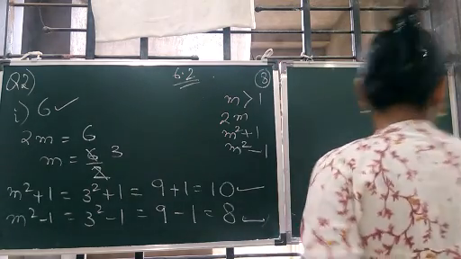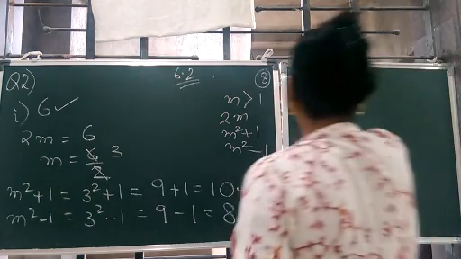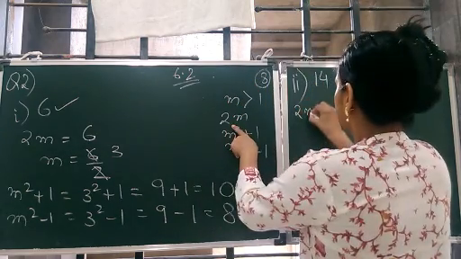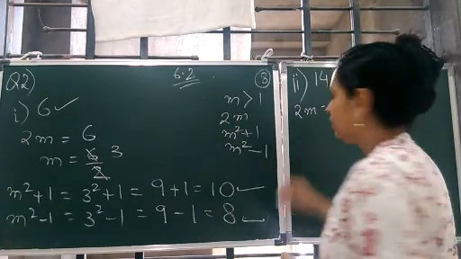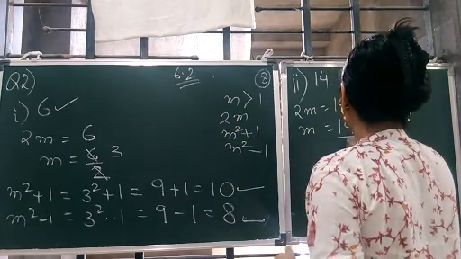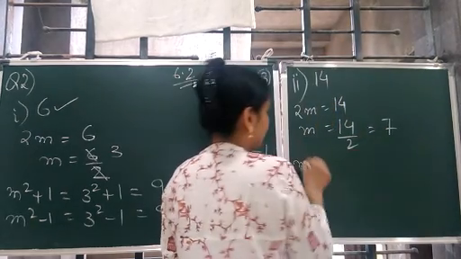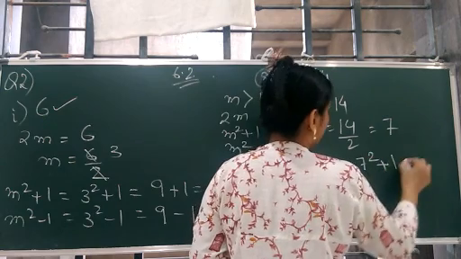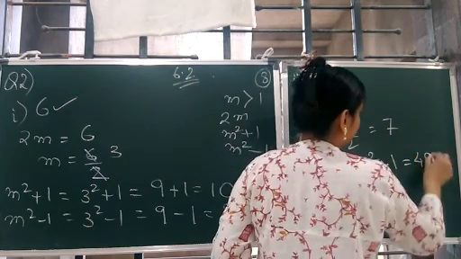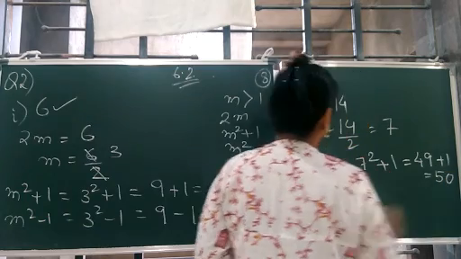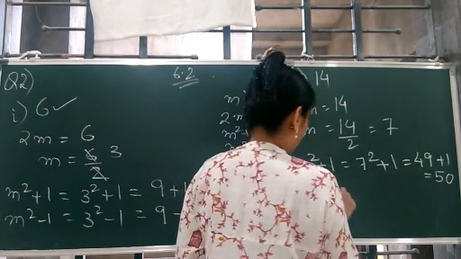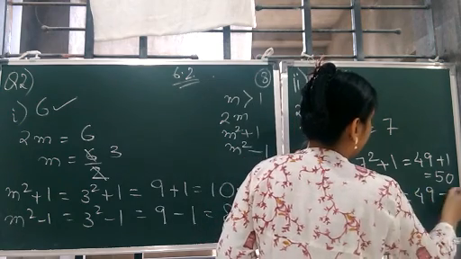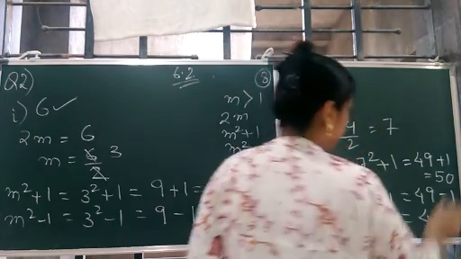Going to the next part. Second one, 14. Again, 2m is equal to 14. So m is equal to 14 upon 2, which is equal to 7. Now the second member is m square plus 1, that is 7 square plus 1. 7 7s are 49 plus 1, which gives us 50. And m square minus 1, that is 7 square minus 1, 49 minus 1 which gives us 48.